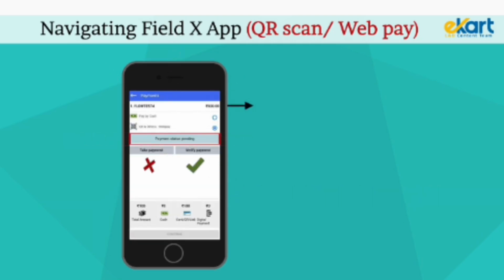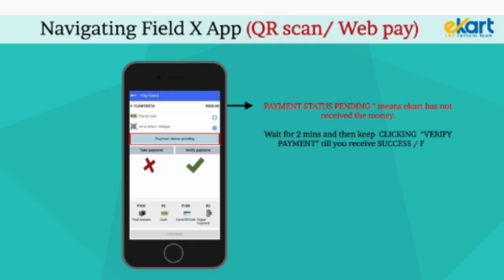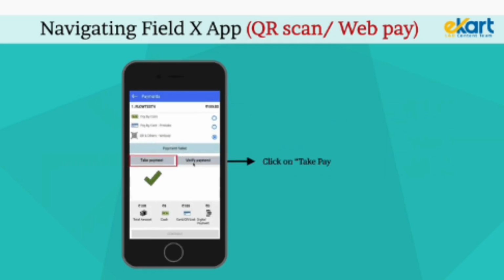Remember, if it shows payment status pending, it means eCart has not received the money. Wait for 2 minutes and then keep clicking Verify Payment until you receive either a success or a fail message. If you are not receiving a success or fail, wait for 2 to 3 minutes and click again on Verify Payment. Click on Take Payment to generate a new QR code.